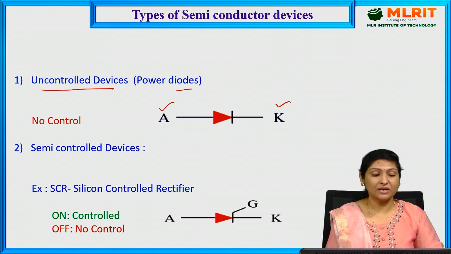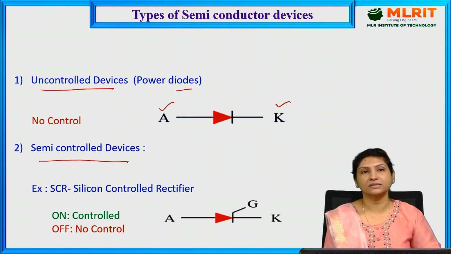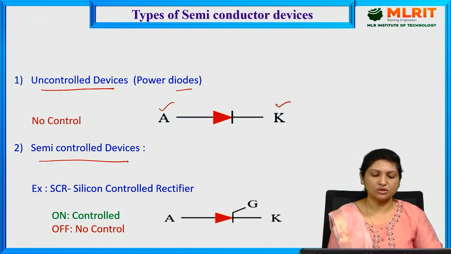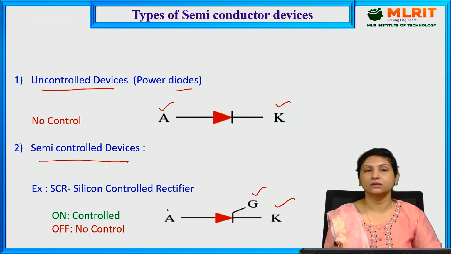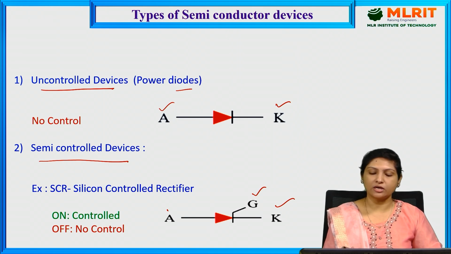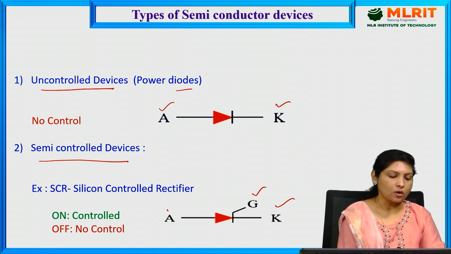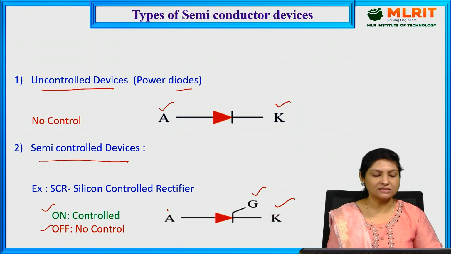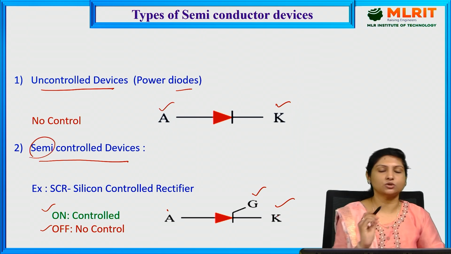Coming to the semi-controlled devices, an example is the SCR, silicon controlled rectifier, which consists of anode, cathode, as well as gate terminal. While turning on the thyristor, a triggering pulse is provided between the gate and cathode terminal such that the turn-on time of the SCR can be controlled, whereas the turn-off time of the SCR cannot be controlled. That is the reason this is termed a semi-controlled device.